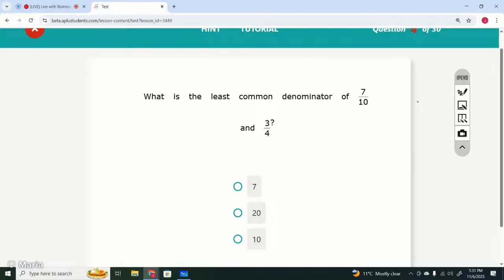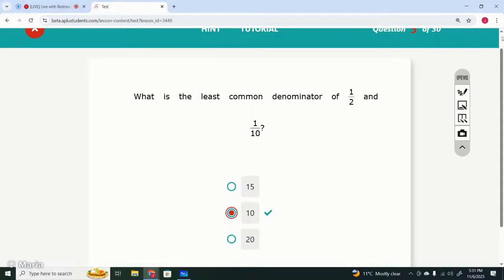20 it is. The correct option is 20. What is the least common denominator of 1 by 2 and 1 by 10? So which is the correct option? 10 it is. Option number 2 is the correct option.